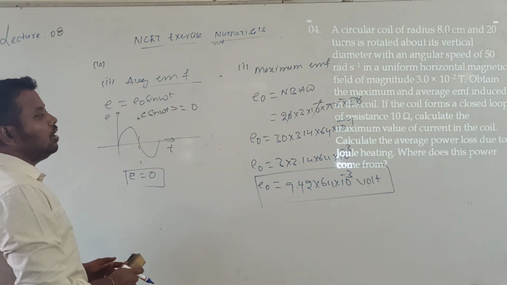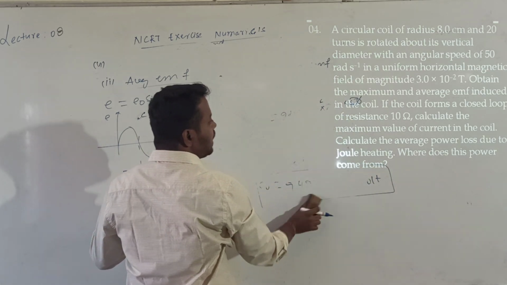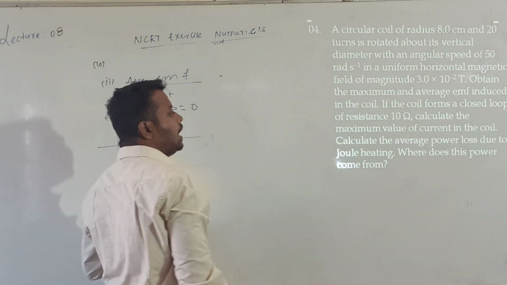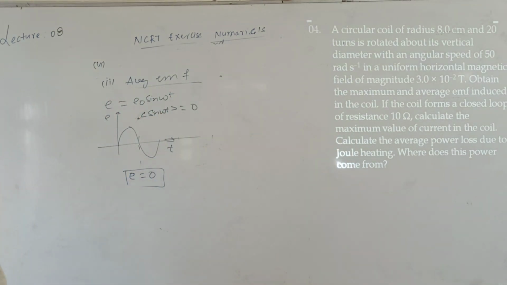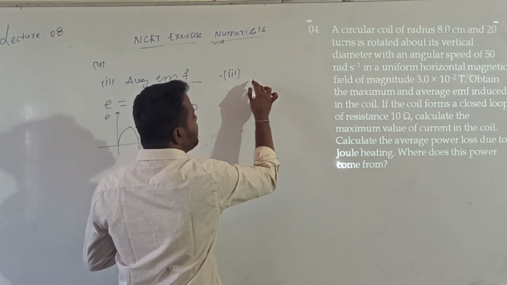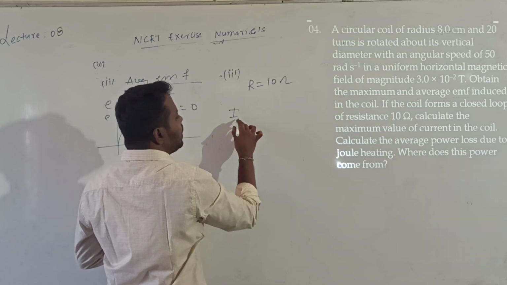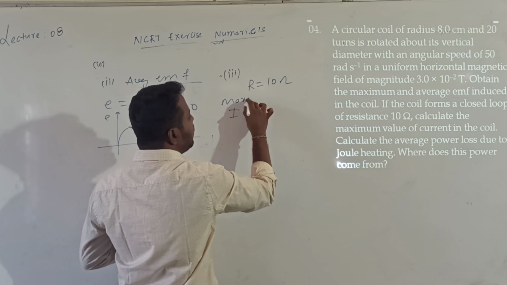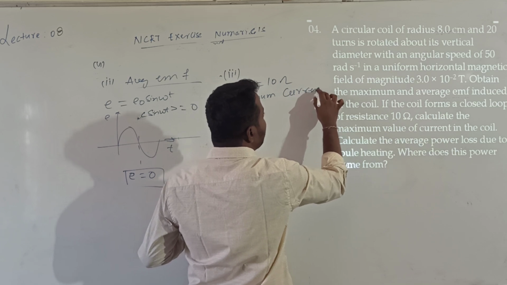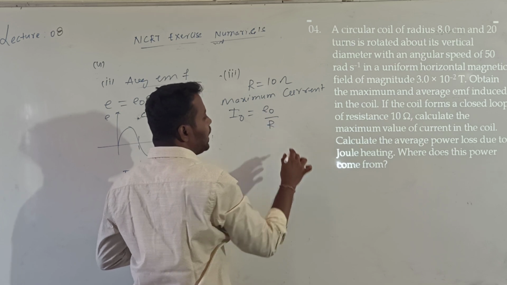Understood? Now they are telling us the resistance of the coil is 10 ohms. So calculate the maximum value of current in the coil and calculate the average power loss due to Joule heating. Two more questions are given. Third one: if the resistance of the coil R is 10 ohms, they are asking us to calculate the maximum current. How can we calculate the maximum current? That maximum current is I naught. I naught is equal to E naught by R.